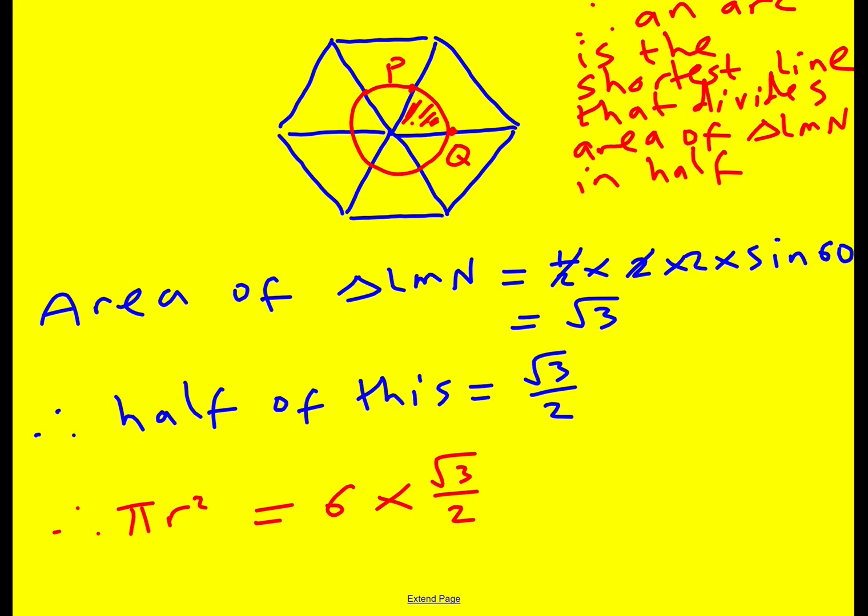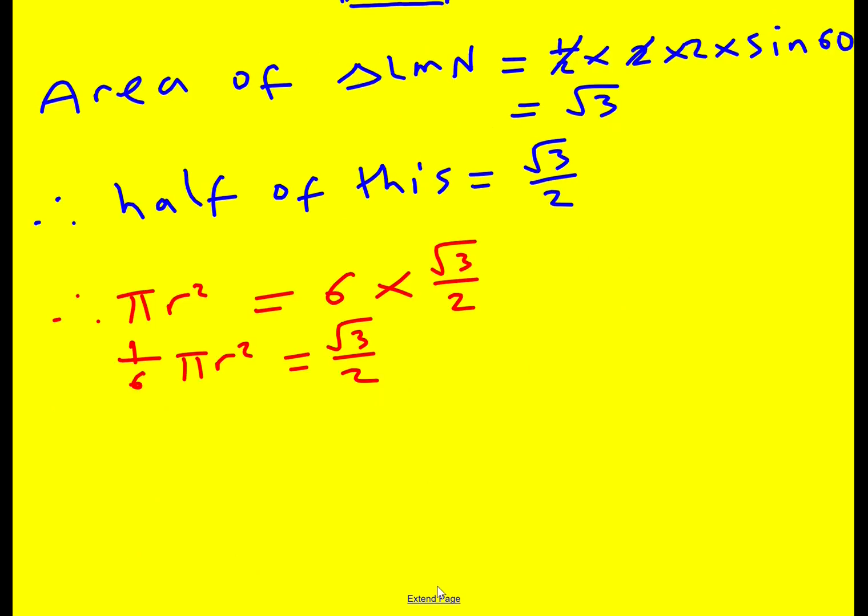Or equivalently, if you prefer, you could say I need to find a sixth of the area of the circle and set it equal to that area of the triangle. If you want to think about it that way, that's okay. So that's going to mean that r squared is equal to 3 root 3. Sorry, pi r squared is going to equal 3 root 3 if I times through by 6. And so r squared is going to be 3 root 3 over pi.